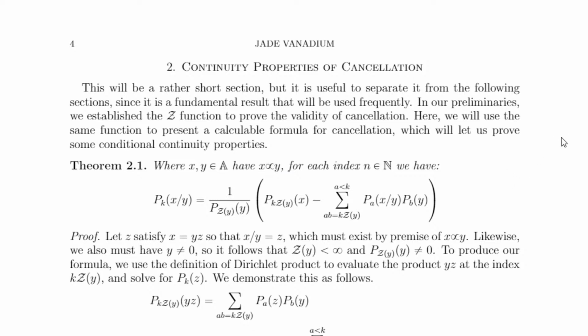So we're going to study some of the continuity properties of cancellation. We know that we have this cancellation operation, and we know that it's only sometimes defined, and we want to figure out in what sense this cancellation is continuous. Is it continuous in any sense? And the answer is yes. As a primer, we know that division in the complex numbers, or the real numbers if you like, is continuous so long as the denominator does not approach 0.